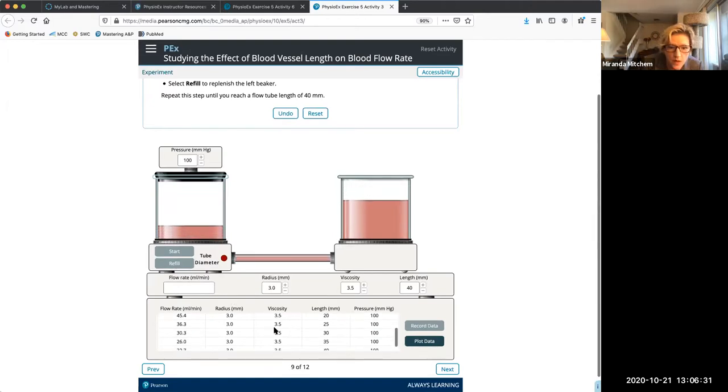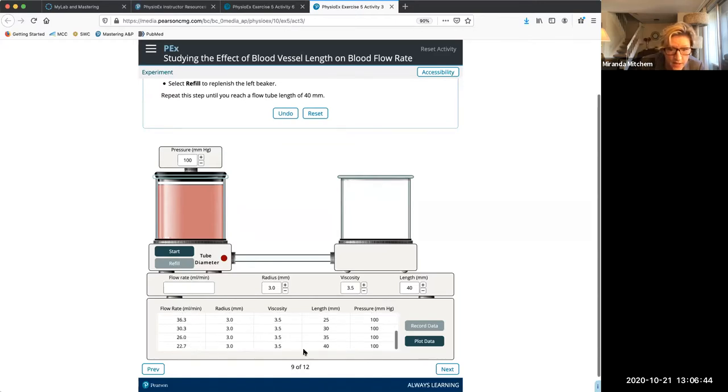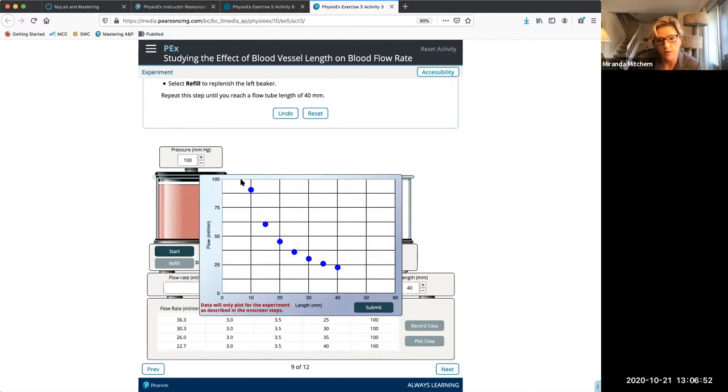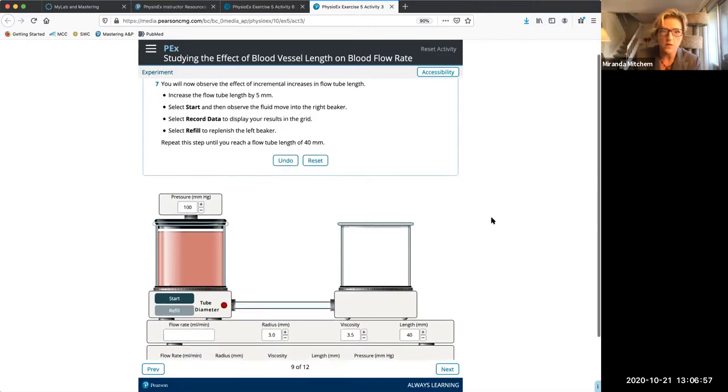Okay, so let's take a look. At 25, our flow rate is 36.3. At 30 millimeters, it's 30.3. At 35, it's 26. And at 40, it is 27.7 mils per minute. Let's plot it. So another logarithmic relationship. So that is the effect of blood vessel length on flow. We've got one more we're going to do.